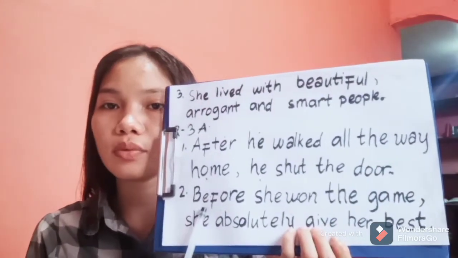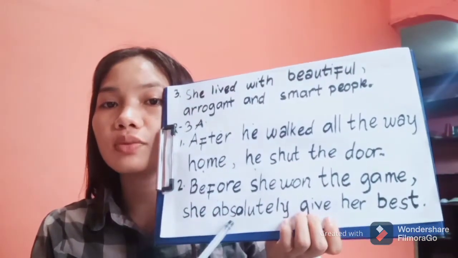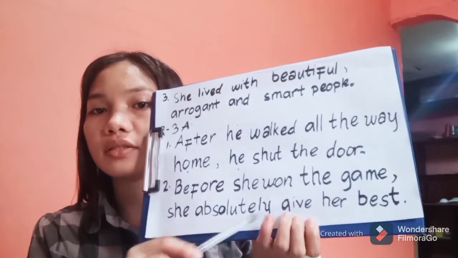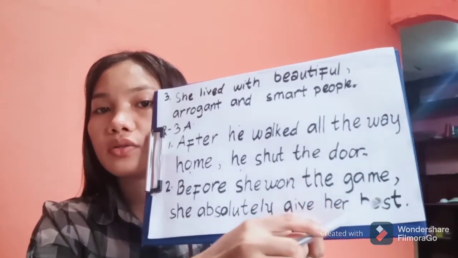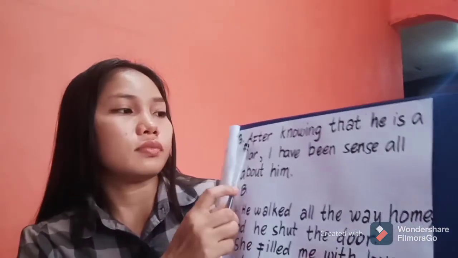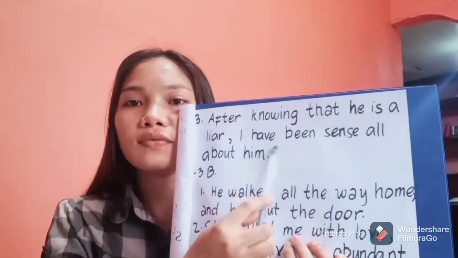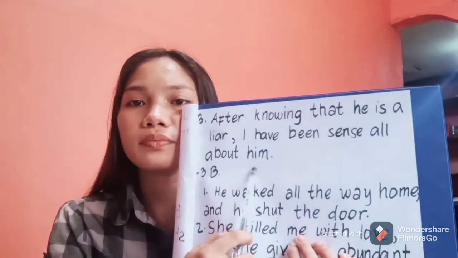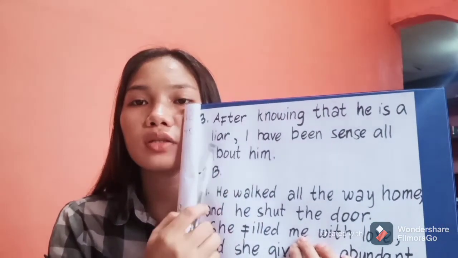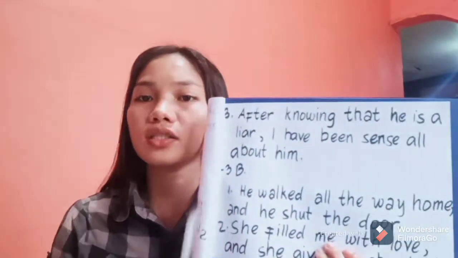And another example, before she won the game, she absolutely gave her best. I put the comma here to put together the two independent clauses. Another example, after knowing that he is a liar, I have sensed all about him. I put the comma to put together the two independent clauses instead of a period.